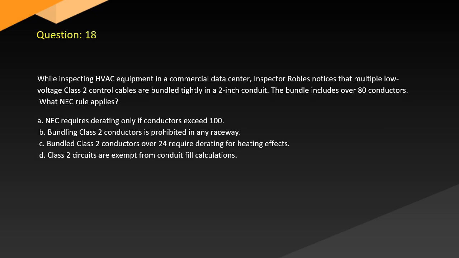Question 18. While inspecting HVAC equipment in a commercial data center, Inspector Robles notices that multiple low-voltage Class 2 control cables are bundled tightly in a 2-inch conduit. The bundle includes over 8 conductors. What NEC rule applies? A. NEC requires derating only if conductors exceed 100. B. Bundling Class 2 conductors is prohibited in any raceway. C. Bundled Class 2 conductors over 24 require derating for heating effects. D. Class 2 circuits are exempt from conduit fill calculations.